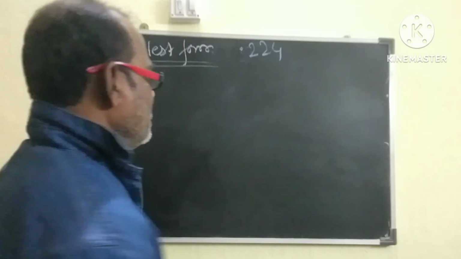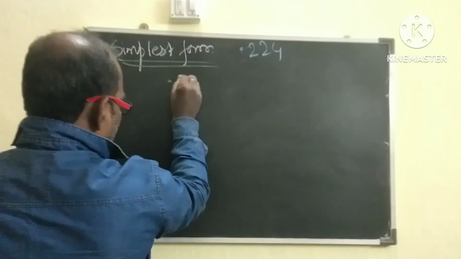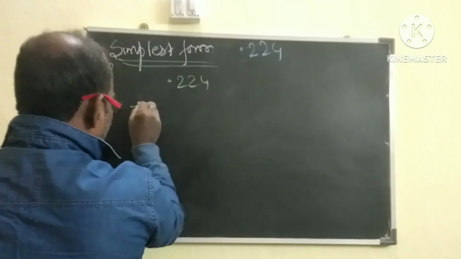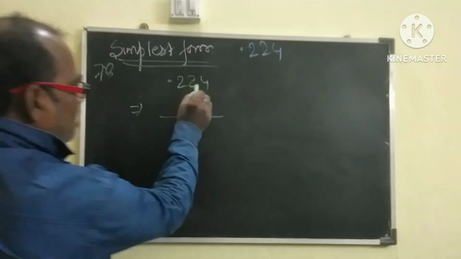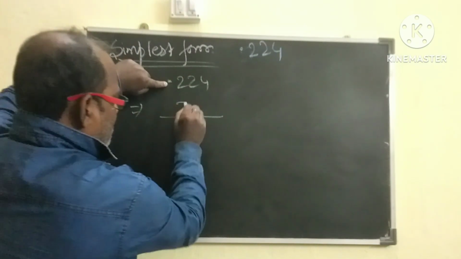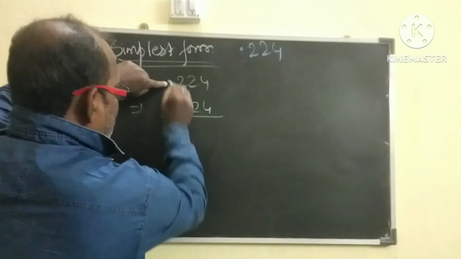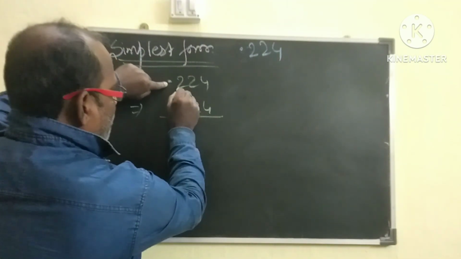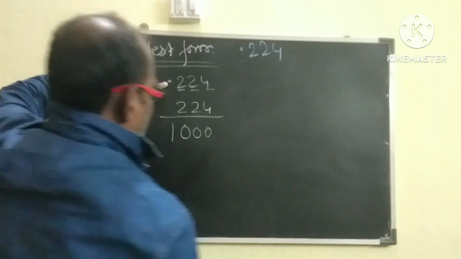So your question given is this. First you have to write 0.224 as a fraction. Here 2 2 4, the point is here. Don't forget about this point, right here. Then to remove this point, instead of the point put here 1. Then how many digits are here? 3 digits. So write here 3 zeros.